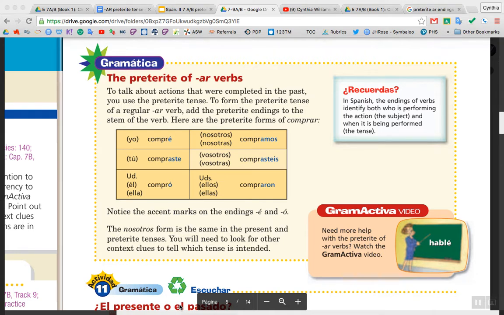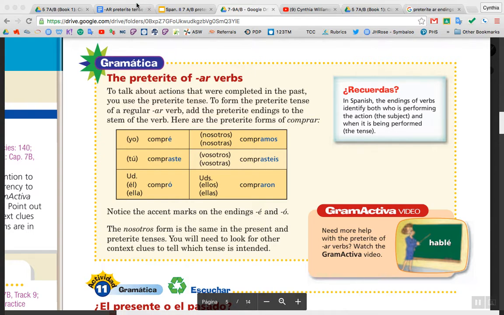Alright, today we're going to talk about the preterite tense of AR verbs. So the preterite is something that happened in the past and was completed. To form the preterite tense, we're just going to use these endings: é, aste, ó, amos, asteis, and aron.